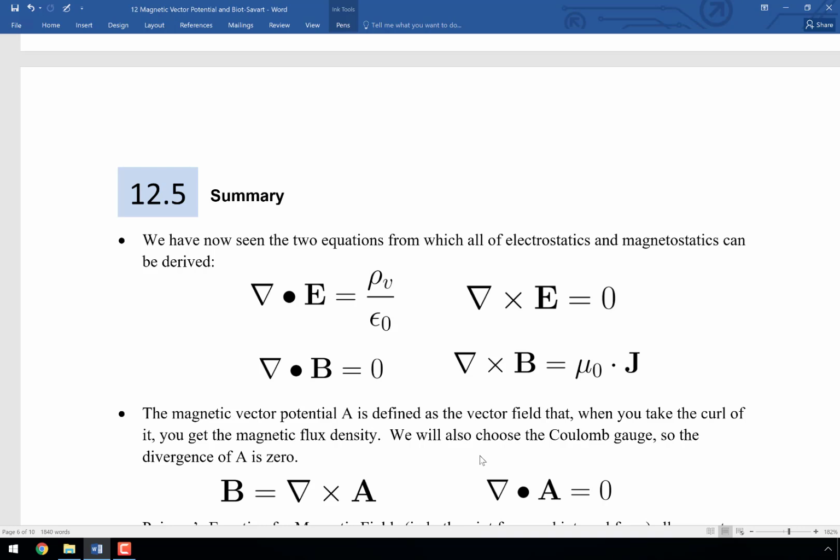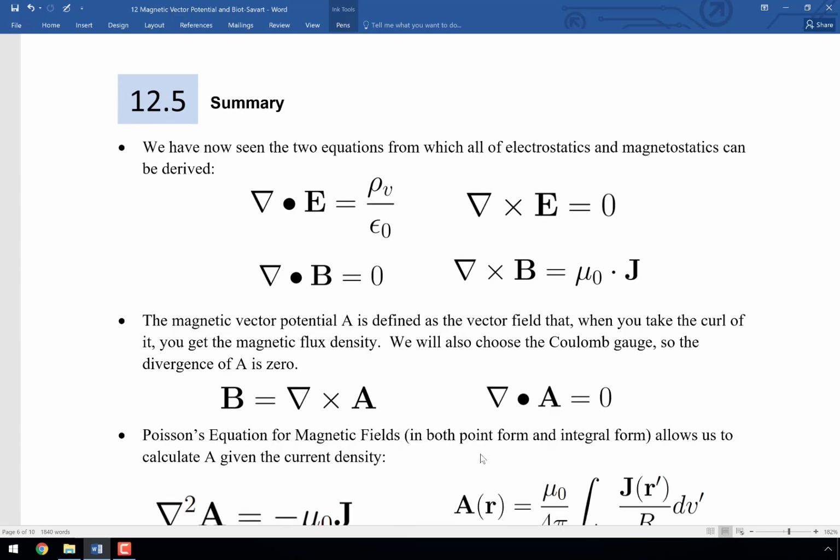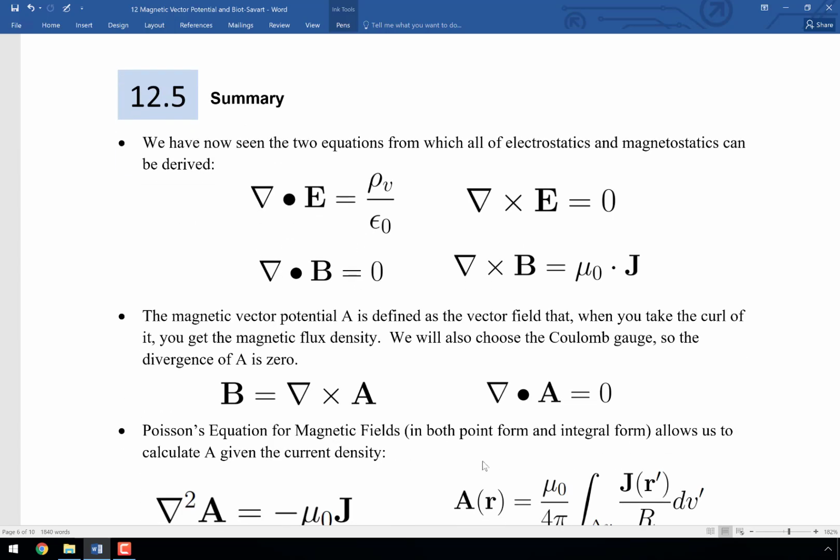But there are lots of ways that we can do things a little bit more easily. One of them is with the magnetic vector potential, where we've defined the magnetic vector potential such that if you take its curl, you get the magnetic flux density. We chose the Coulomb gauge, which meant that we take our 1 degree of freedom. There were an infinite number of vector fields that would obey this first equation, but there's only one that obeys both of these equations, and so we're choosing that one. We're choosing the Coulomb gauge, which means that the divergence of A is equal to 0.